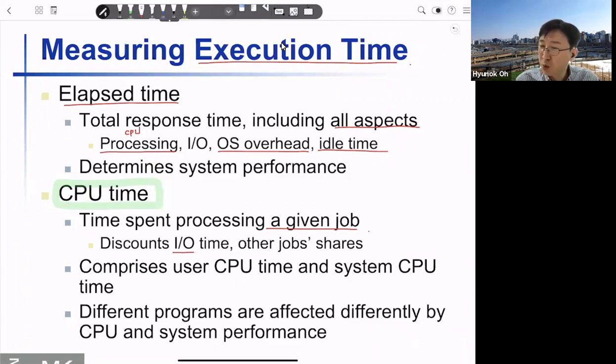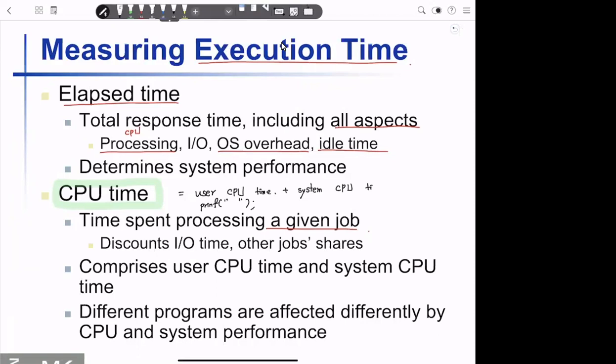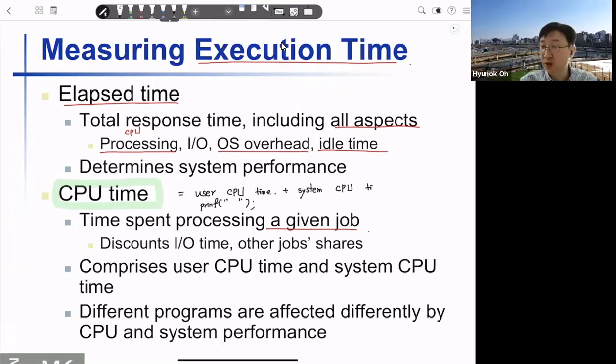The CPU time includes two parts: user CPU time, which is normal program time, and system CPU time. For instance, in your program, you are calling a printf. Inside the printf, it is calling some system software. If we exclude this part, then it's called user CPU time.